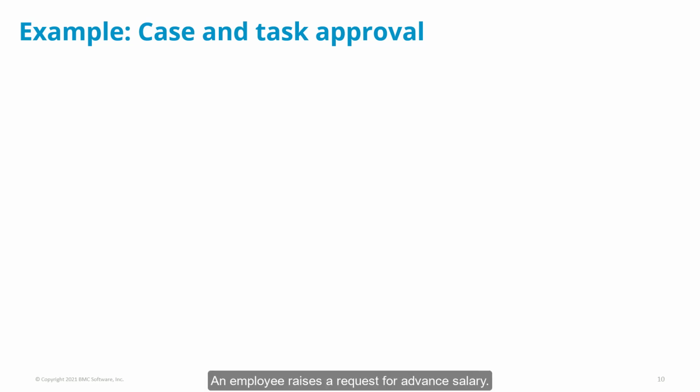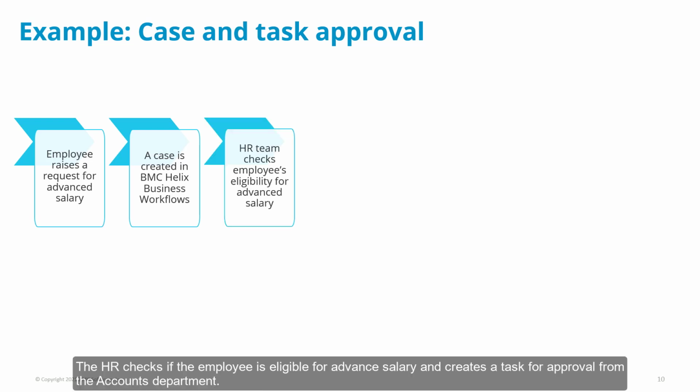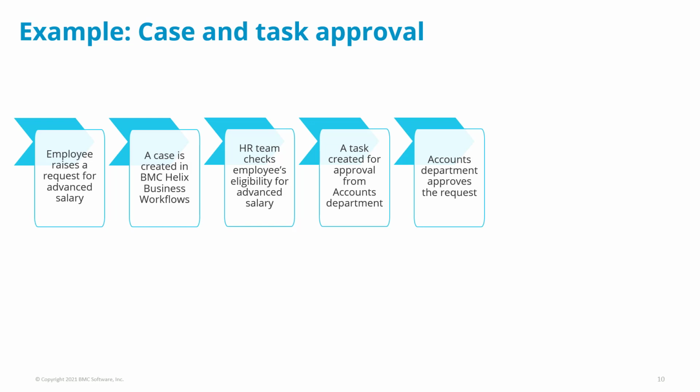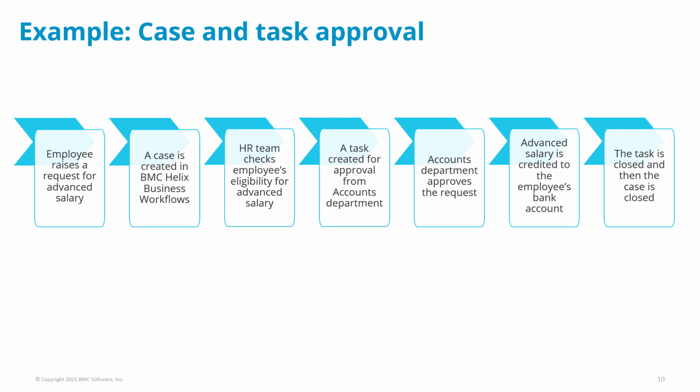An employee raises a request for advance salary. A corresponding case is created. The HR checks if the employee is eligible for advance salary and creates a task for approval from the accounts department. The accounts department approves the request. After the advance salary is credited to the employee's bank account, the task and the case are closed.